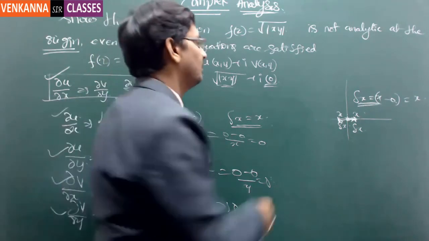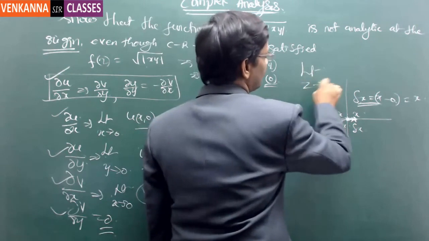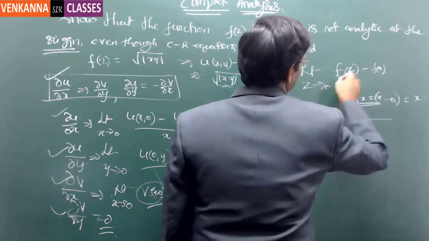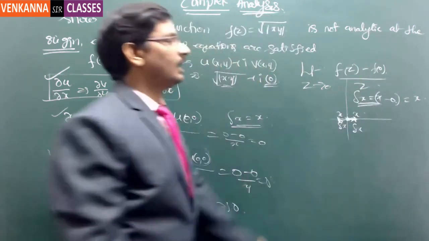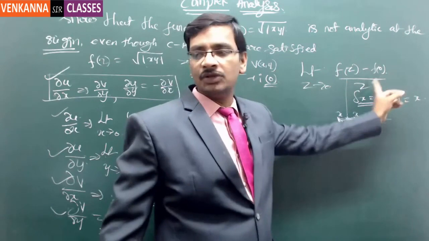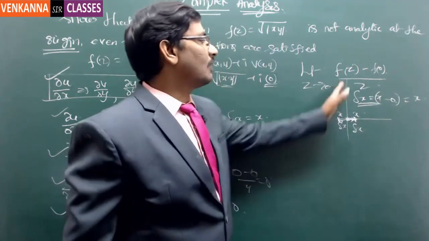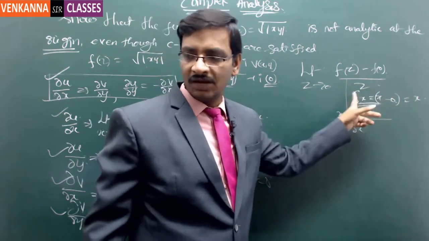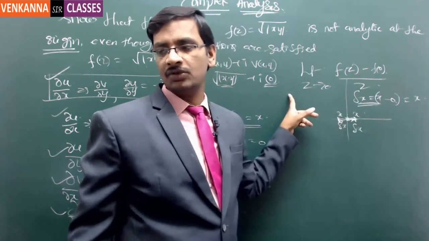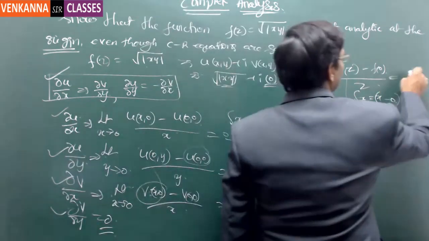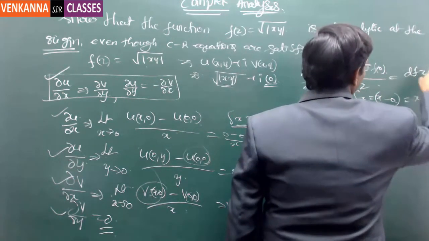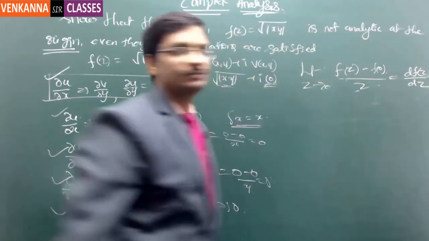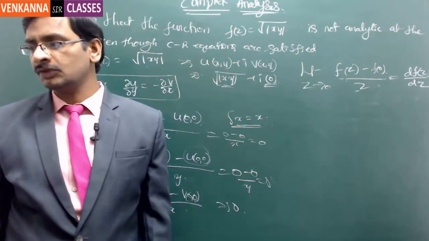Got it? So similarly, if you want to find out the derivative, it is the limit as z tends to 0 of [f(z) minus f(0)] divided by z. So this is the derivative. Again, we are writing this as [f(z) minus f(0)] divided by z. Why? Because it is nothing but [f(0 plus delta z) minus f(0)] divided by delta z, limit delta z tends to 0. That is how we derive the definition of the derivative, that is df(z)/dz. Got it? Understood or not?